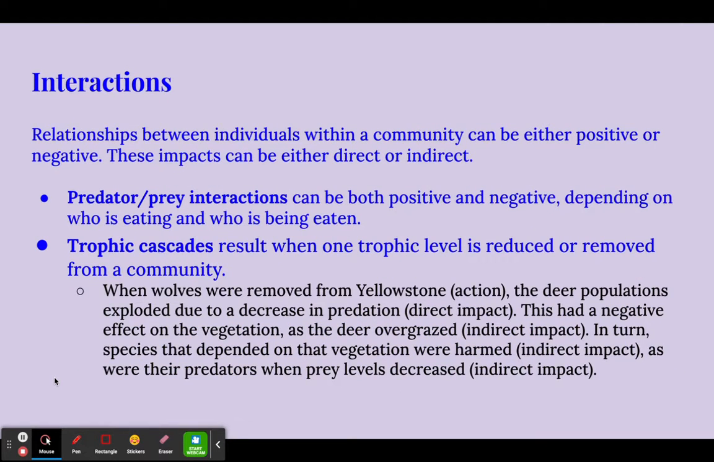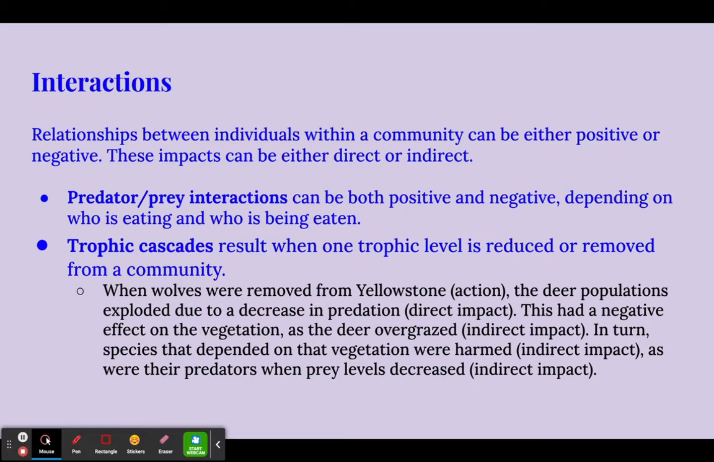Interaction. So we know what this word means. These are relationships between individuals within a community. They can be either positive or negative. These impacts can also be direct or indirect. So predator-prey interactions can be both positive and negative, depending on who is being eaten and who is doing the actual eating. Positive and negative refer to the population number.